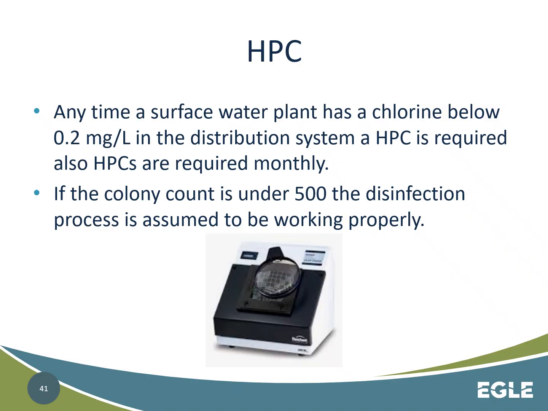Well, a lot of times when doing HPCs, we come back with very, very few colonies, if any at all. So as I was indicating, by law, any surface water treatment plant that has anywhere in their distribution system that the chlorine disinfectant level drops below 0.2 parts per million is going to be required to run an HPC, because we want to make sure that even if the disinfectant level is low, it's still doing its job. So if we do a colony count and it's under 500, that means that the disinfection is doing its job properly, even with a lower amount within the distribution system.